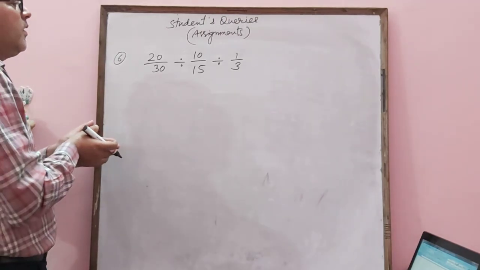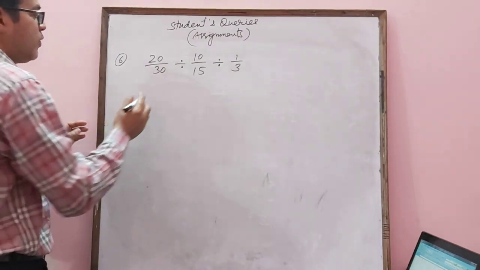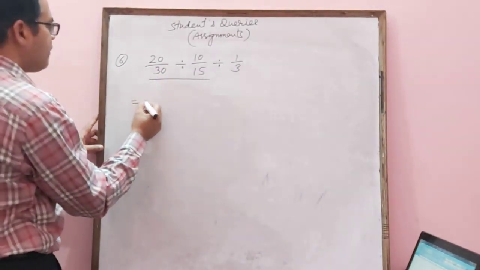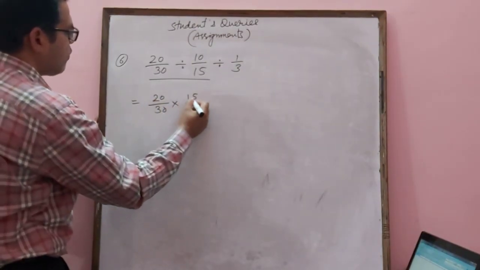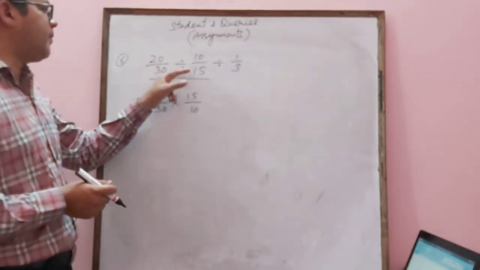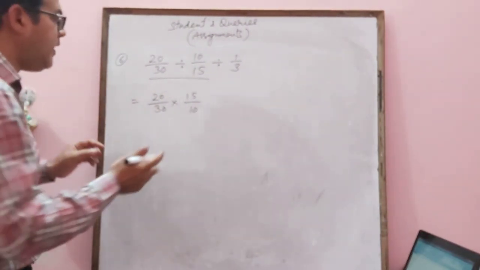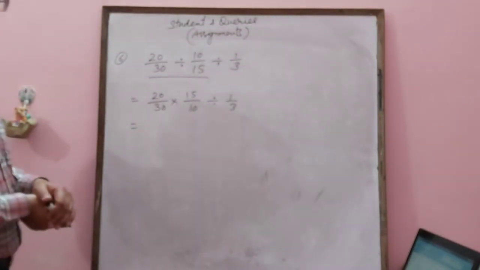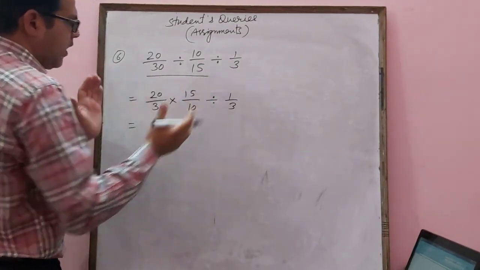But according to the rule, whatever you get first, you need to solve that one. So we will solve this one first. This is the first operator. So 20 by 30, how can we solve it? We can solve it by changing division into multiplication and taking the reciprocal of 10 by 15, right? And this 1 upon 3 we can write as it is, right?